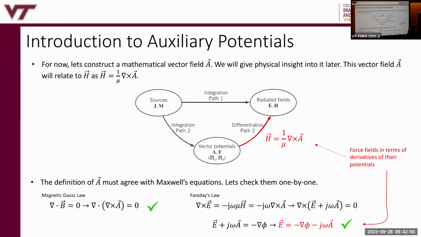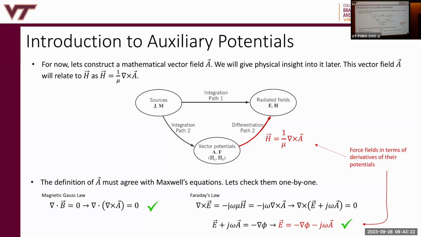This new form also applies to dynamics. So be cognizant if you're solving problems involving non-DC, non-statics, time varying Maxwell's equations, that you cannot use E equals minus gradient of phi. That's a statics result. You need this result. This applies to dynamics. So we have another result: E equals negative gradient of phi minus j omega A.